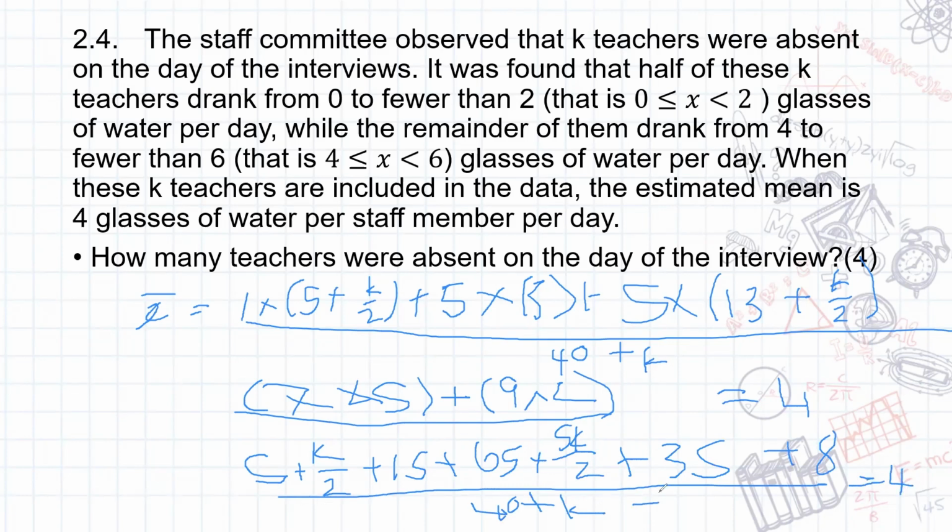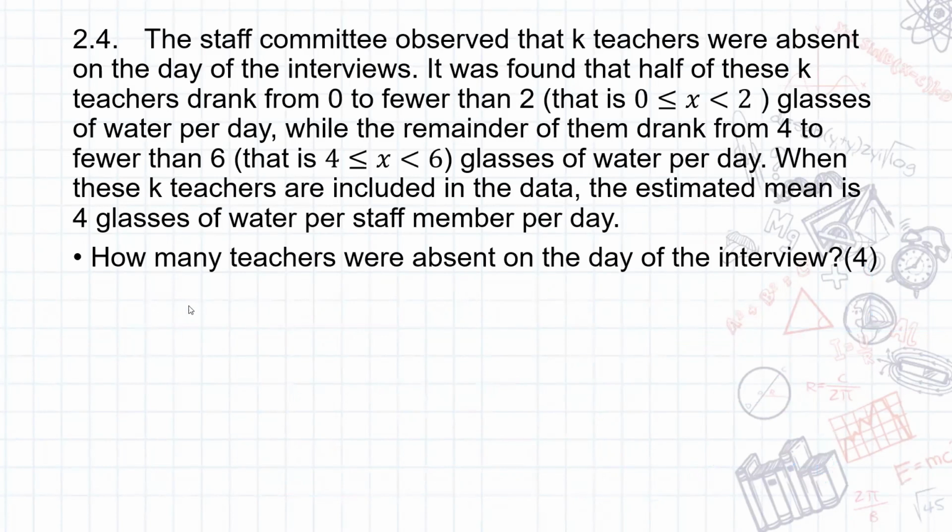So we've simplified, and again, we're just going to do another step of simplifying. I'm just going to erase this. Okay, from here, the next step is just to multiply out the 40 plus k in the denominator by the 4 on the other side. So we'll have 4 times 40 is 160, and 4 times k is 4k. And then on the other side, if we add everything together, we get 168 plus the k. So we have half a k plus 5 over 2. So 1 plus 5 is 6 over 2, which is 3k.